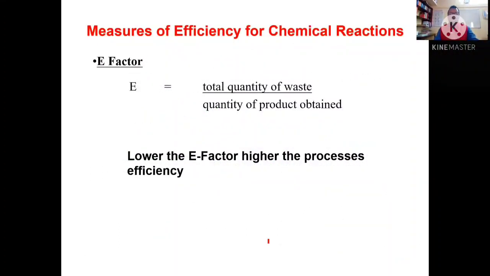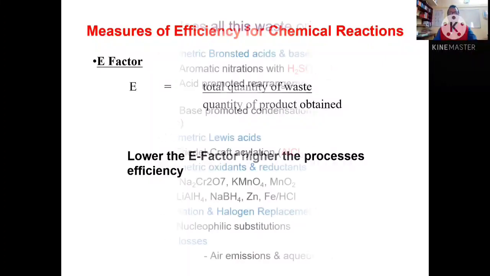Then there is another factor. Now we are trying to judge the greenness of a chemical reaction, that is the E factor, which is also called the environmental factor. So the E factor is the total quantity of waste generated divided by the quantity of product obtained. So definitely we would like to have less quantity of waste and more quantity of product. That means a good green reaction will have a low E factor. So we can measure the greenness of a reaction in terms of the atom economy or the E factor. So for a green reaction, there will be higher atom economy and lower E factor.